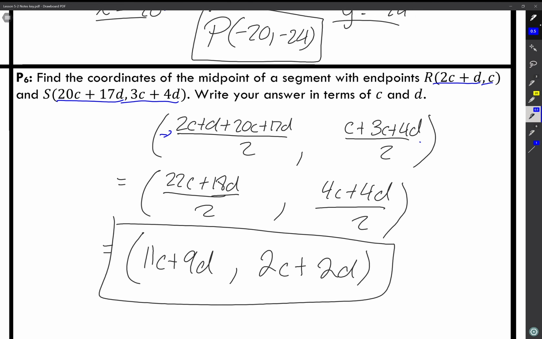Simplify again. We want to get rid of that divided by 2. We're just going to divide every number by 2. So 22 over 2 is 11c. 18d divided by 2 is 9d. So we get 11c plus 9d. And then the same thing on the right, we get 2c plus 2d.